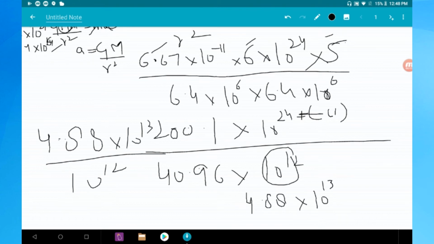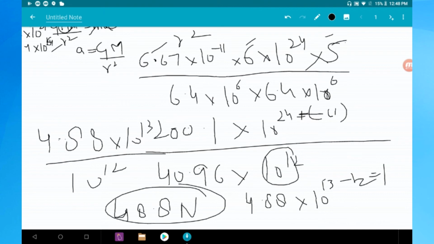Bases are same, powers are subtracted. Same math. It comes to be 1. That means it's 4.88 into 10. Just hold on a second. 4.88 into 10 is going to be 48.8. Okay, 48.8 newtons. Yeah, that's the 48.8 newtons.